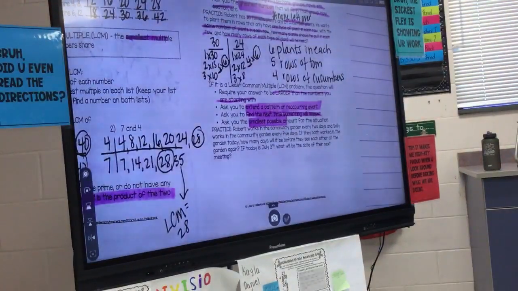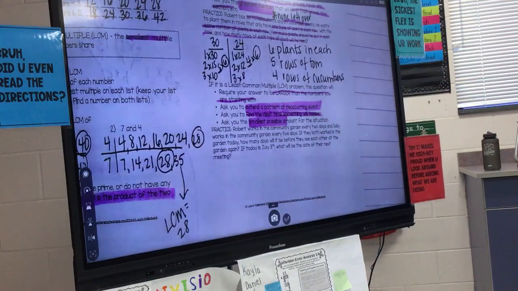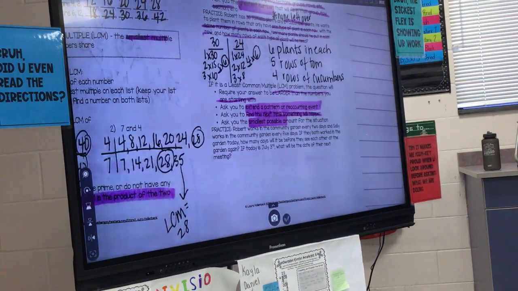So it says Robert works in the community garden every 2 days and Sally works in the community garden every 5 days. If they both worked in the garden today, how many days will it be before they see each other at the garden again? If today is July 3rd, what will be the date of their next meeting? You are finding LCM, ladies and gentlemen. Do not let me see you looking and solving for GCF. Stand up when you're done.